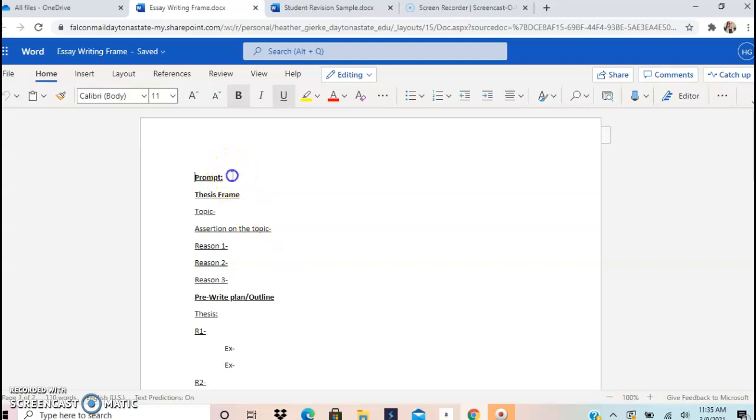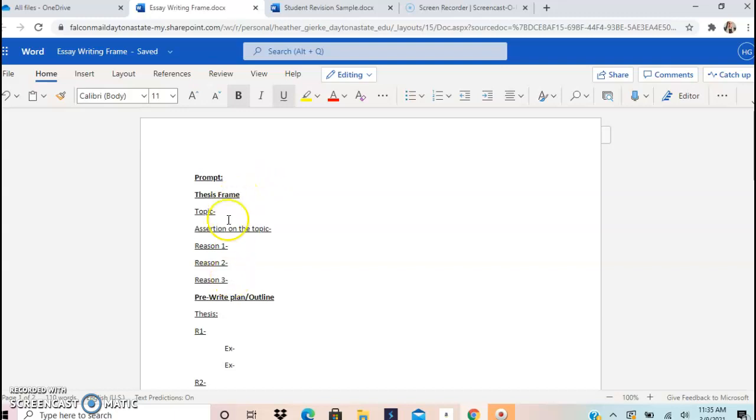So the first thing that we have up here is the prompt. One thing is to summarize the prompt. What is the prompt asking you to do? What is the question that the assignment is having you do? And sometimes it helps just to write that out in your own words right there so that you can continually remind yourself what the purpose is for writing.